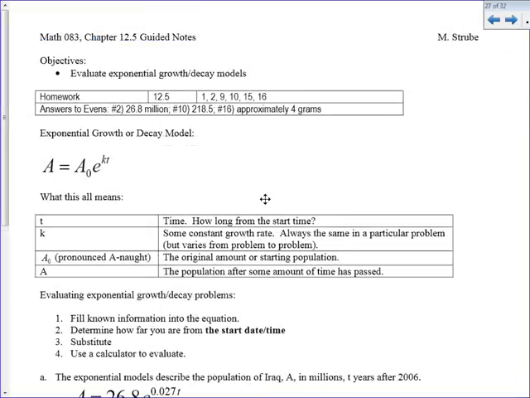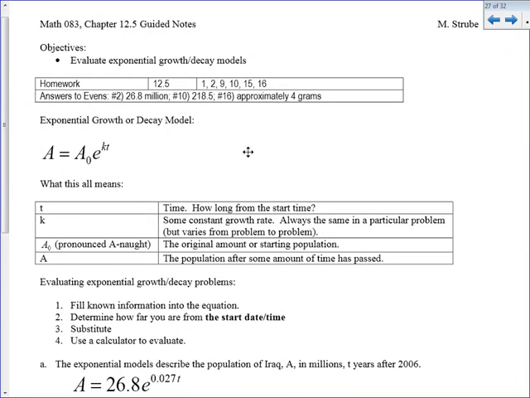So what we're going to do today in 12.5 is talk about exponential growth and decay models. So this is our general form right here. Everything that we do in 12.5 is going to have this format. First thing I want to talk about is what do all the different parts of this mean? And I have them for you in this table here.